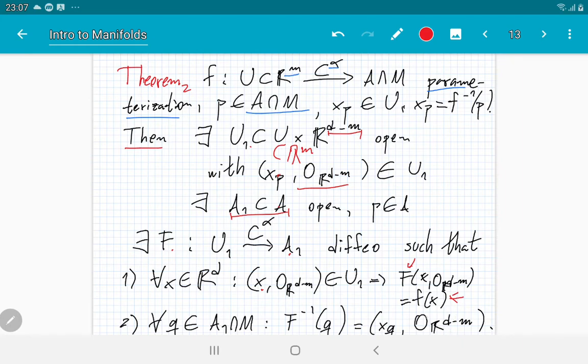And the other thing is that you have here A1 contained in A, so A1 actually intersects the manifold, because p belongs to A1 and p is in the manifold as well. So if I take a point q that's also in this open set, the relatively open set of the manifold, its preimage has to have the form x of q, 0. So okay, that may look very confusing and complex. Let's try to see what it means in a picture.